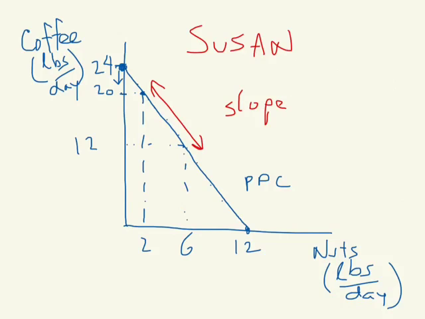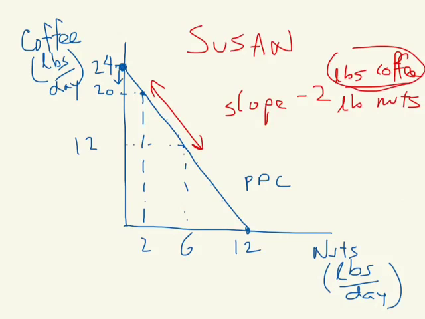So the slope is -2 pounds of coffee per pound of nuts. So the opportunity cost of a pound of nuts is 2 pounds of coffee. Remember, it's what we give up over what we get.